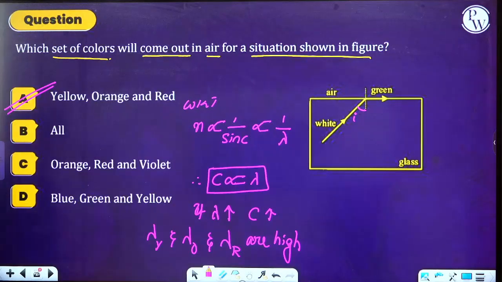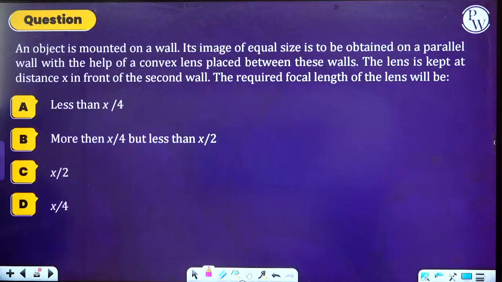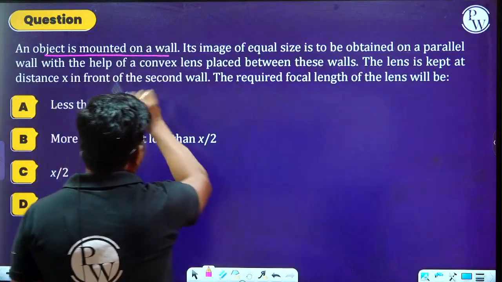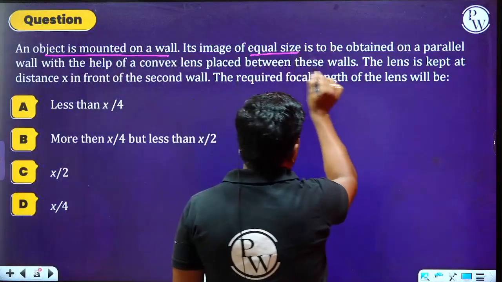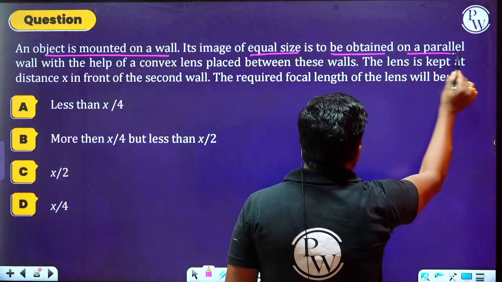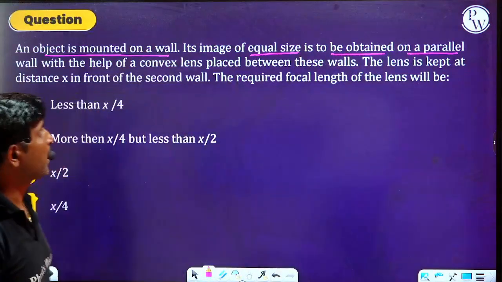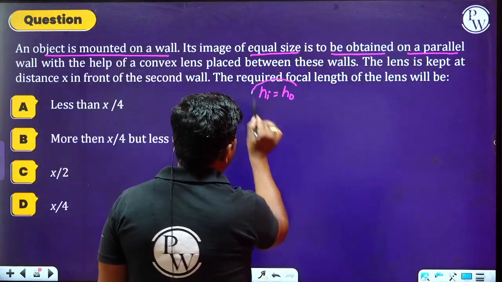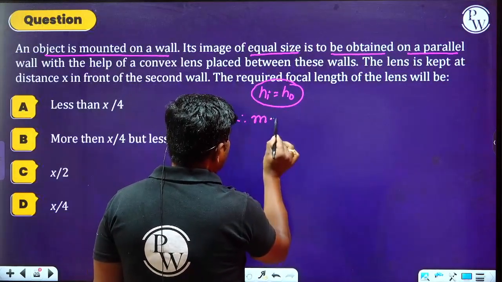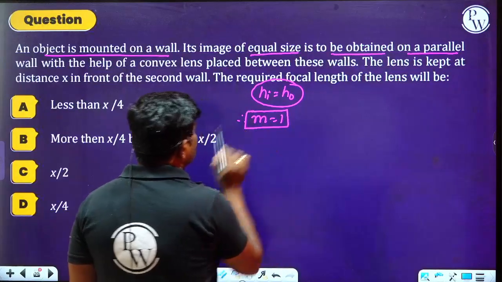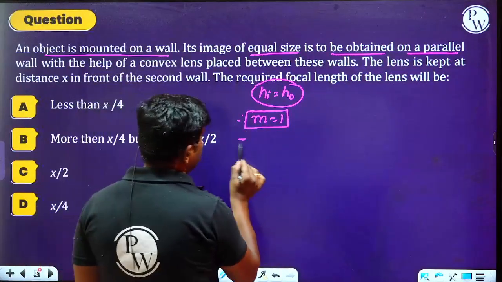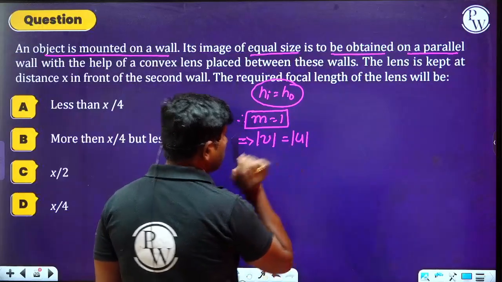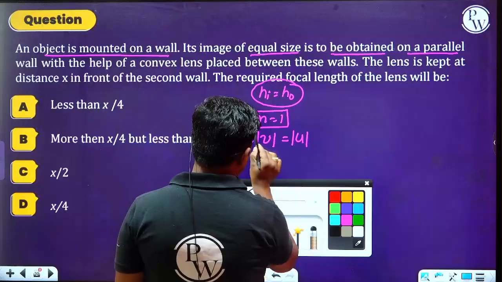What are they saying to us? Please observe this. An object is mounted on a wall. Its image of equal size is to be obtained on a parallel wall. Equal size means the height of the image is equal to the height of the object. Therefore, magnification is equal to 1. Whenever the magnification is equal to 1, we can say image distance must be equal to object distance. That is a point we have to keep in mind.